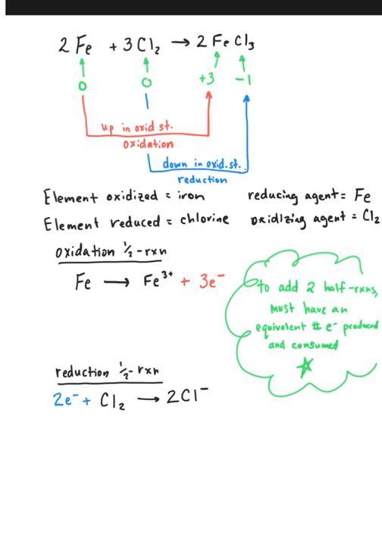The easiest way to do that here is to multiply the oxidation half reaction through by 2 and multiply the reduction half reaction through by 3. What we'd end up with for our oxidation half reaction is 2 irons yielding 2 iron 3+ plus 6 electrons. And what we'd end up with for our reduction half reaction are 6 electrons plus 3 chlorine molecules producing 6 chlorides.